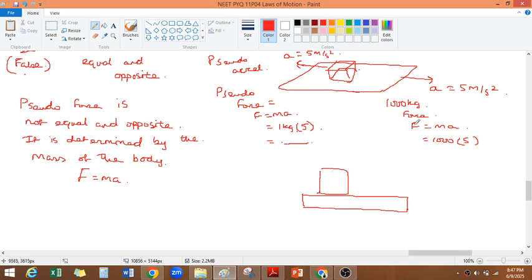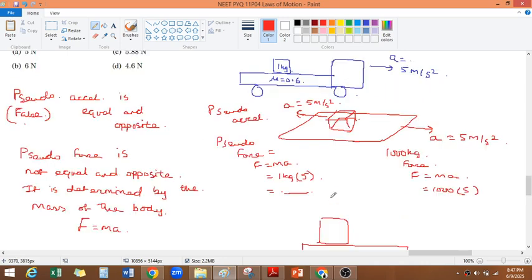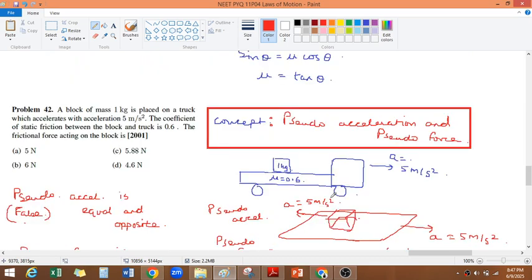Sometimes they will give you a trolley, sometimes a paper that is pulled like this, sometimes a truck being pulled, right? But the concepts are the same. So mu is 0.6. So what are they asking? They are asking you to find the frictional force acting on the block.